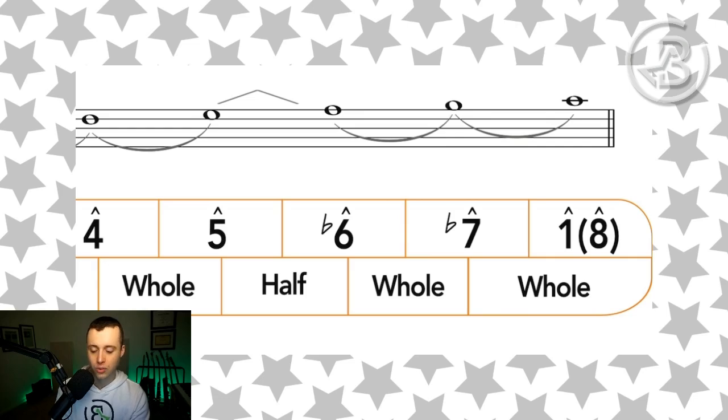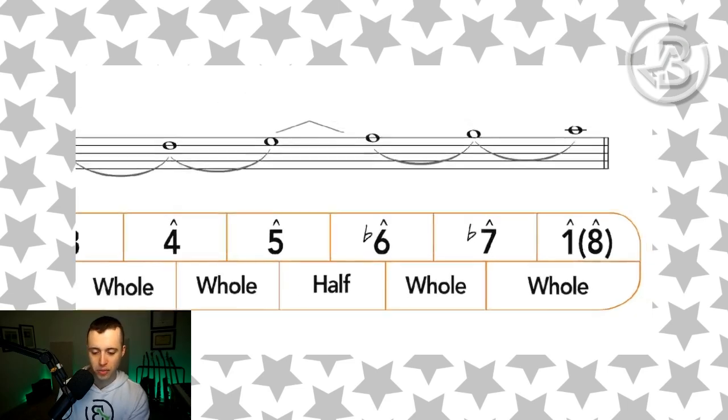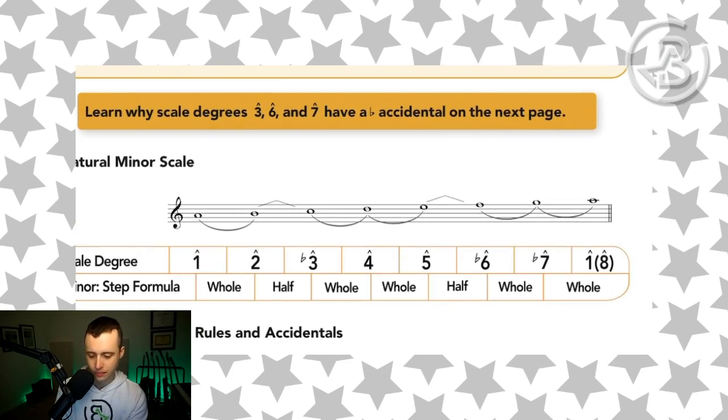F to G, we're skipping F sharp or G flat, so very good. That is a whole step. And then G to A, we're skipping G sharp or A flat, which means we're going 2 houses down on the full musical alphabet, which means it is a whole step.